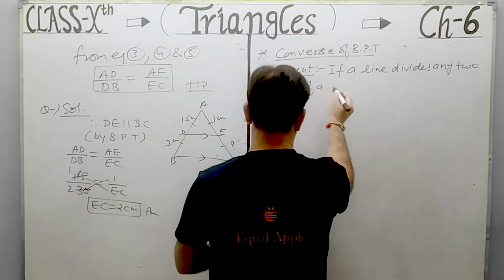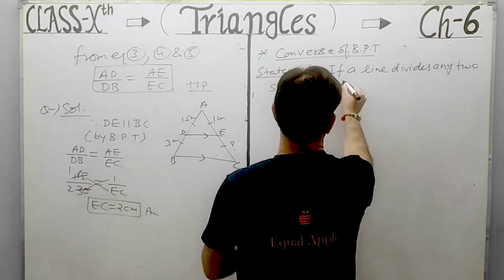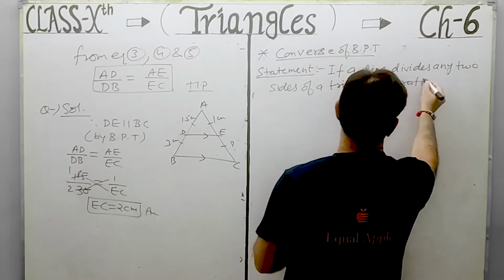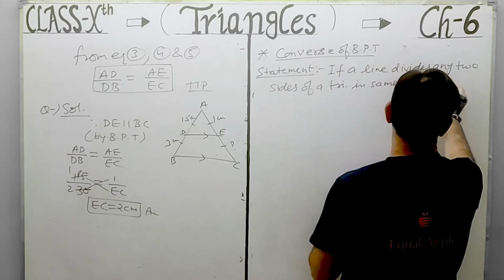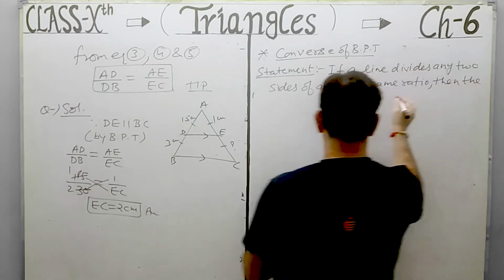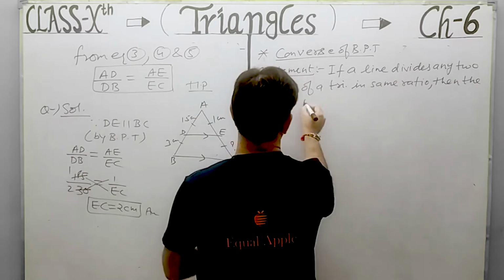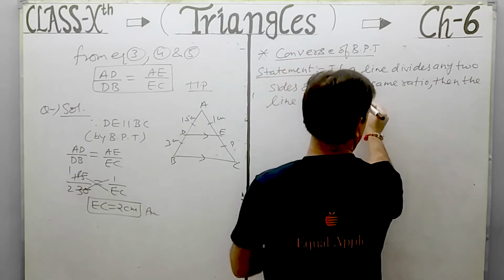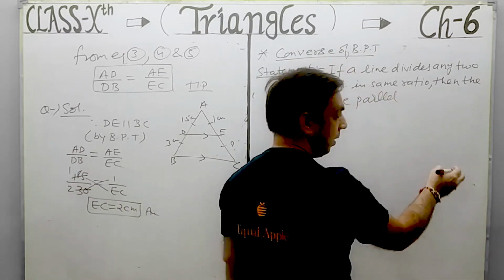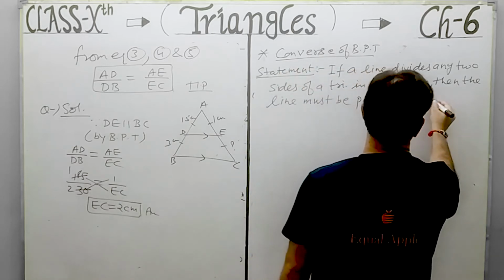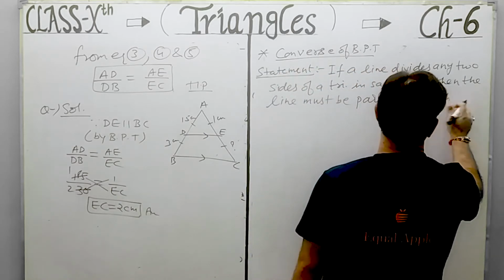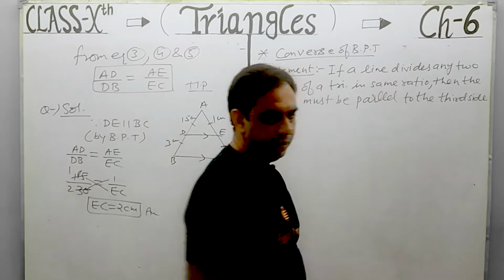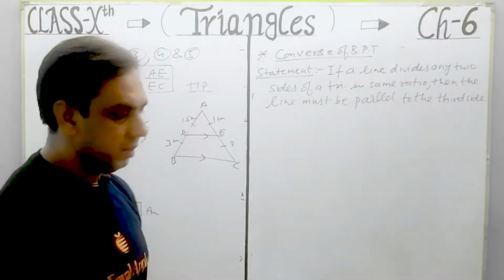of a triangle in the same ratio, then the line must be parallel to the third side. Parallel to the third side. Right? Now we will do the proof of this theorem.